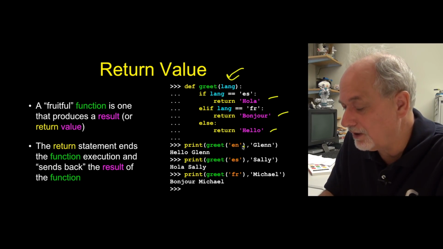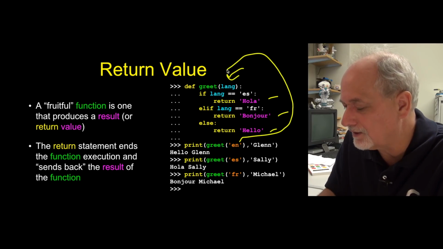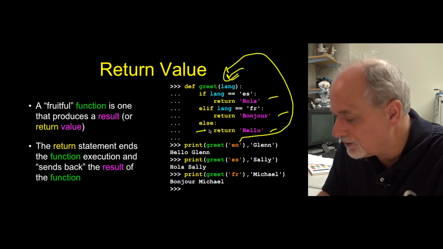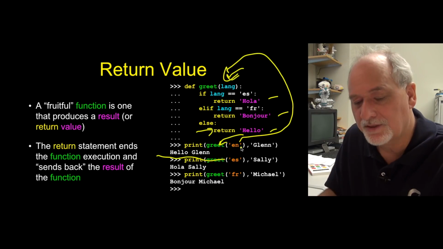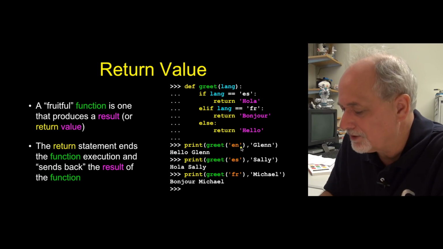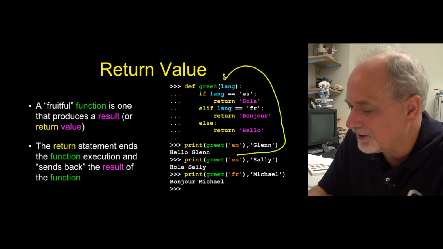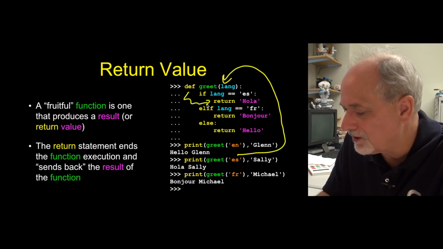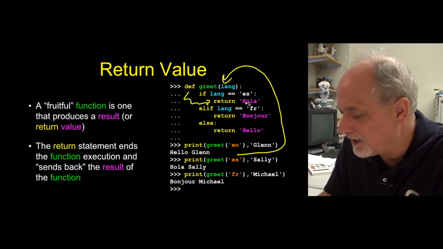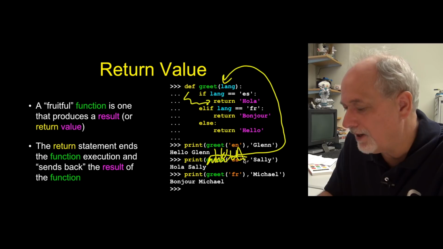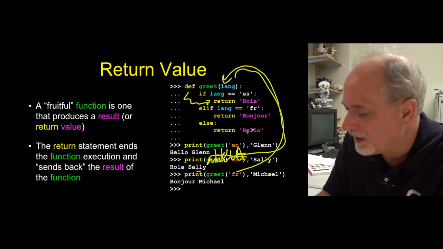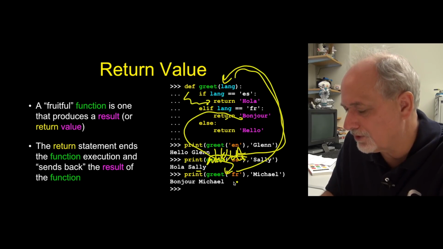So now we say print greet en, so it runs the code once, lang is en, and then it runs this code, and the residual value is hello, so it says hello Glenn. And similarly, when it runs this code, it passes es in as lang, it runs through, and it runs this statement. If there were more statements, it wouldn't run them. As soon as this return runs, that says that this bit right here is now hola, so hola Sally. And the same with French, goes in, runs again, out comes the return statement, and then bonjour Michael.